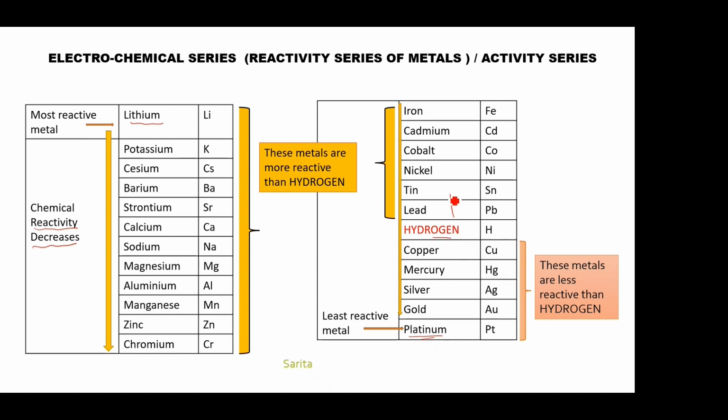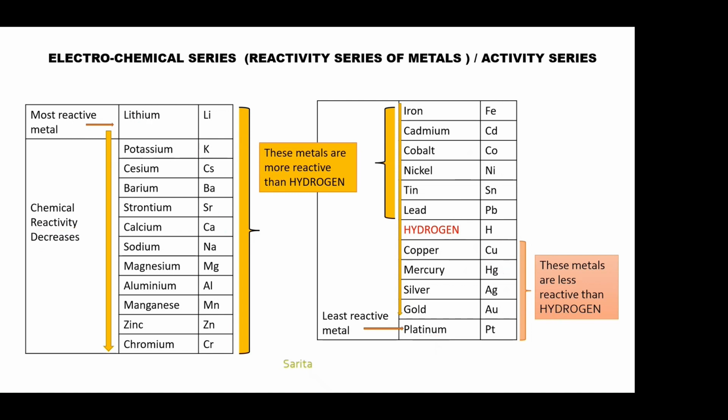The metals which are above hydrogen are more reactive than hydrogen, and the metals which are placed below hydrogen are less reactive than hydrogen. So here the metals are lithium is the most reactive, then potassium, then cesium, barium, strontium, calcium, sodium, magnesium, aluminium, manganese, zinc, chromium, iron, cadmium, cobalt, nickel, tin, lead, hydrogen, then copper, mercury, silver, gold, platinum. So this is how the metals are arranged in the reactivity series.